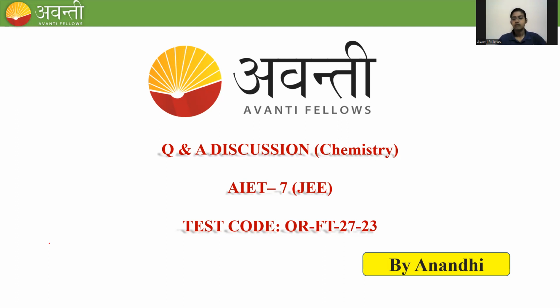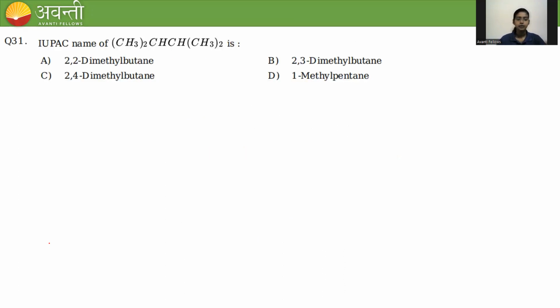Okay, so let's start from the first. The IUPAC name of the given compound is... So we have two carbons and each carbon is attached with two CH3, right? So this is the compound. And here the four-carbon straight chain is the longest chain. So 1, 2, 3, and 4. In carbon number 2 and carbon number 3, we have two methyl groups attached. So it is 2,3-dimethylbutane. So option B is the correct answer for this.